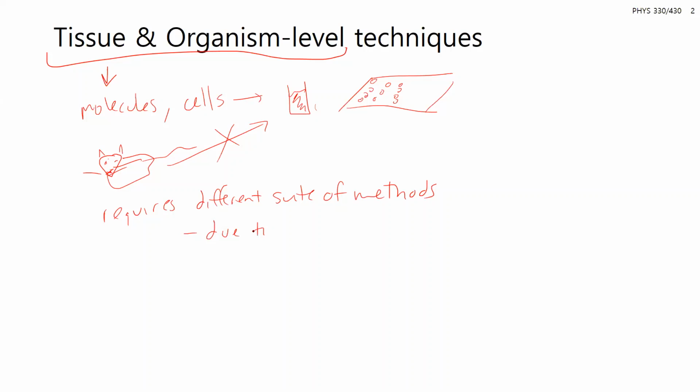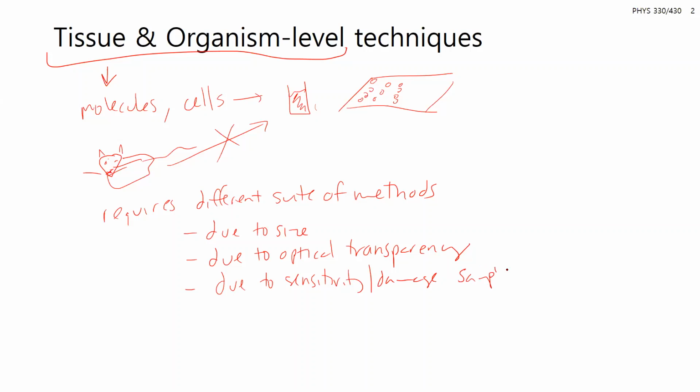I'd say that's due to size, due to optical transparency, since a whole bunch of the other methods we were talking about use light and electromagnetic radiation, or I'd say due to sensitivity or damage to the sample with high magnetic fields, if you're talking about NMR or things like that. So that's, I guess, the motivation of this lecture or this topic.